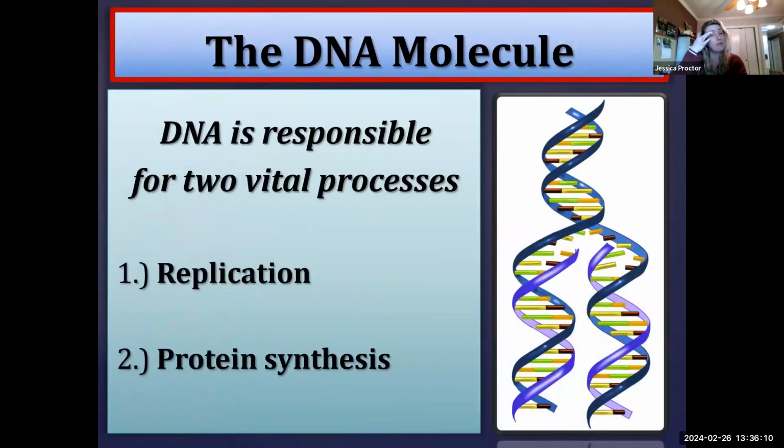All right, so like I mentioned before, DNA is going to be responsible for two vital processes. The first one we're going to talk about is just straight up DNA replication, which is going to happen as the prep phase of cell division, of mitosis and meiosis. And then protein synthesis we'll probably get to today as well. Protein synthesis is a little bit more complicated, has a few more steps, but it's important because it's essentially the way that our genes are read.